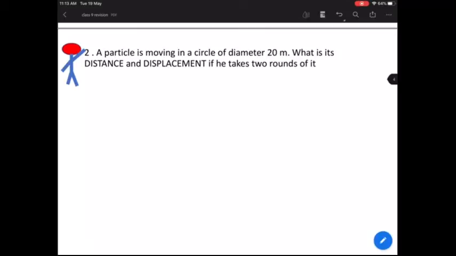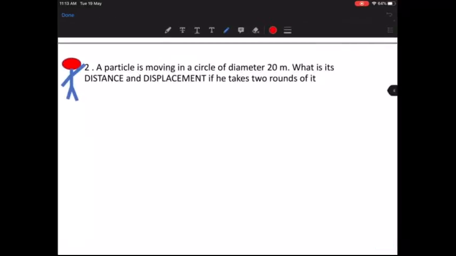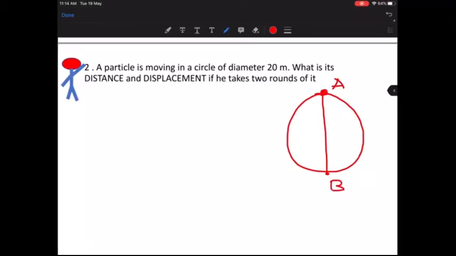Okay, so let's make a circle first. Distance and displacement, you have to recall the concept of distance and displacement here. So this is a circle. The diameter of the circle is given. So let's say this point is point A. This is the point B. So the particle is moving in a circle of diameter 20 meters. Okay, so look at distance and displacement.